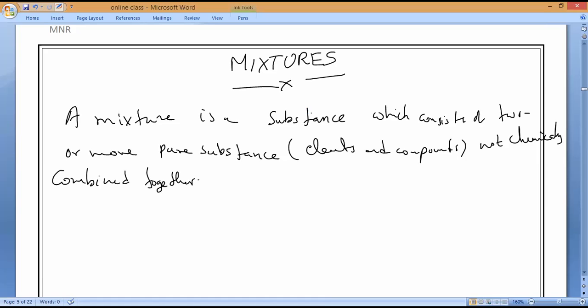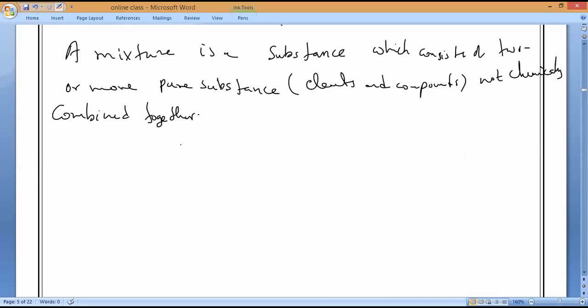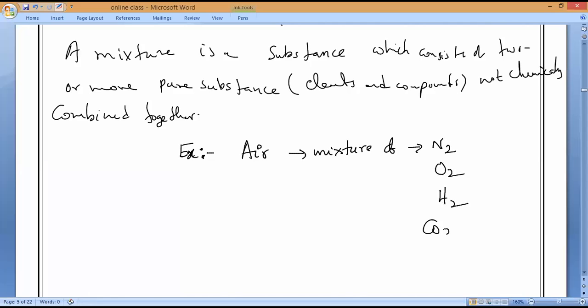Now, examples I want. Anybody can give an example? The best example which is invisible in our surroundings? The air. Very good. So air is a mixture of many gases: nitrogen gas, oxygen gas, hydrogen gas, carbon dioxide gas, argon gas, dust particles, etc.